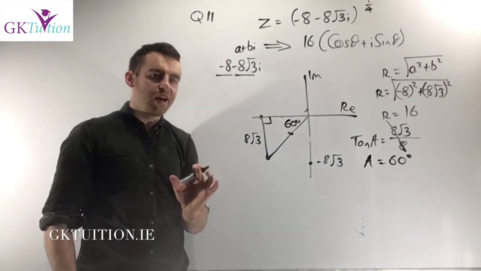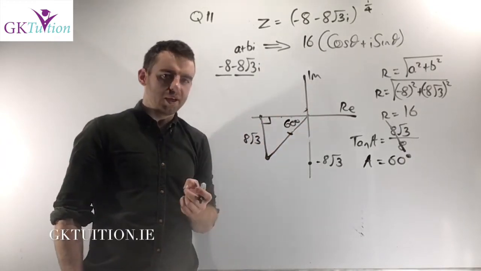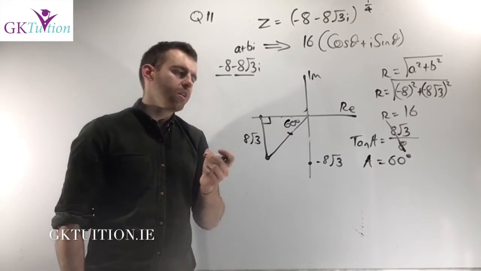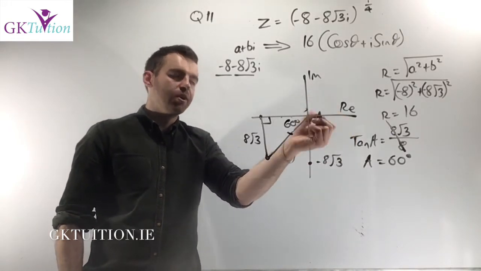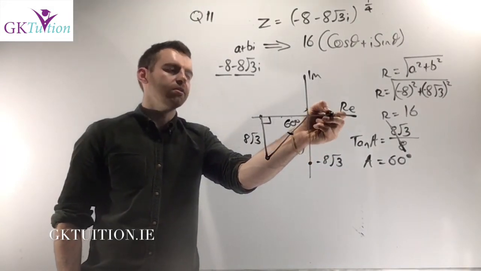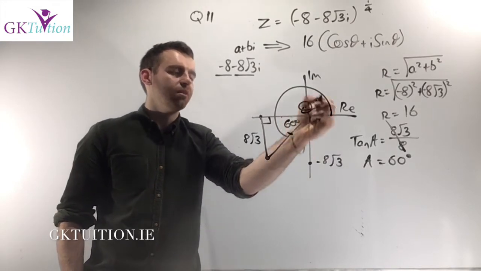However, that is not the angle that I'm looking for. I'm looking for theta, the angle that the complex number makes with the positive sense of the x-axis. The positive sense of the real axis. The positive sense of the real axis is the right-hand side of the horizontal line. So the angle I'm looking for is this angle. That entire angle is theta.